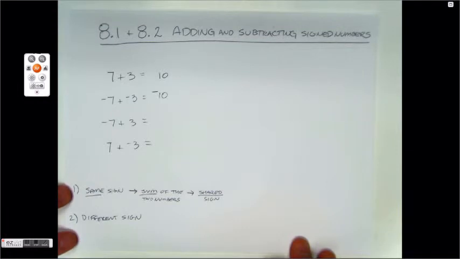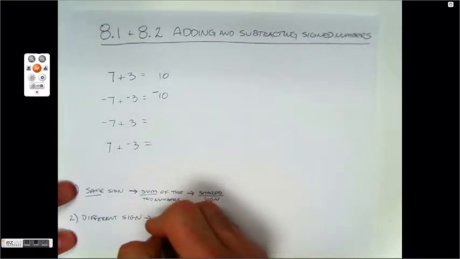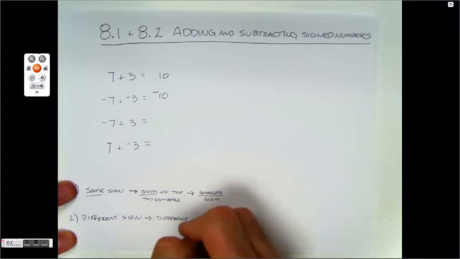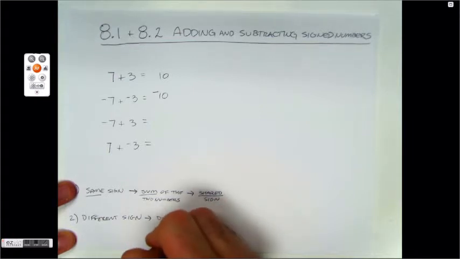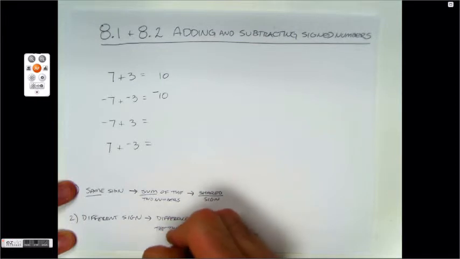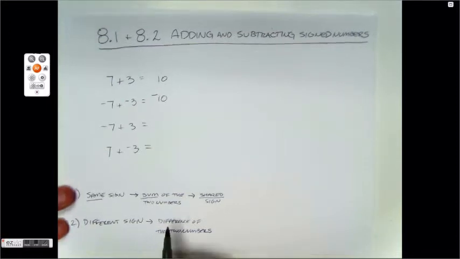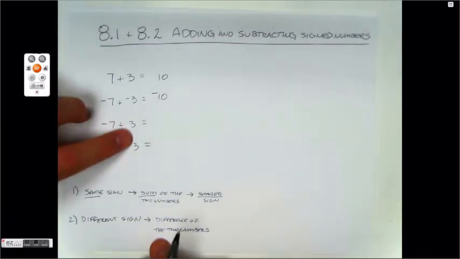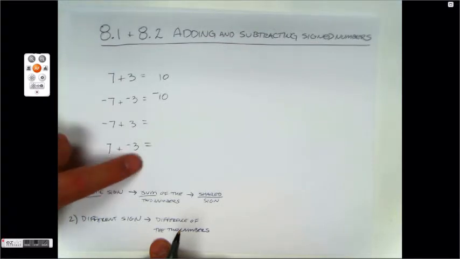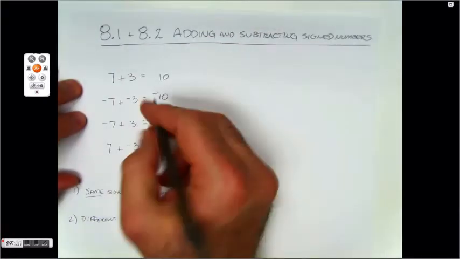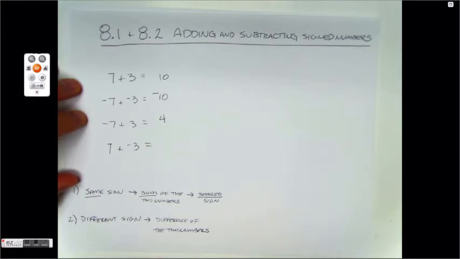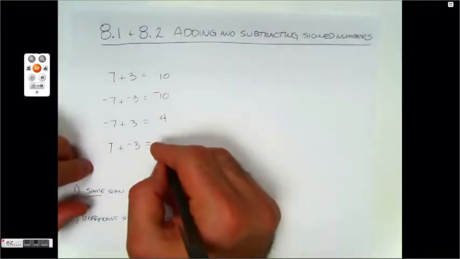If they're different, then I want you to take the difference of the two numbers. We know the difference to be the operation subtraction. So the difference, these are different. One's negative, one's positive, one's negative. The difference between 7 and 3 is 4. The difference between 7 and 3 is still 4.